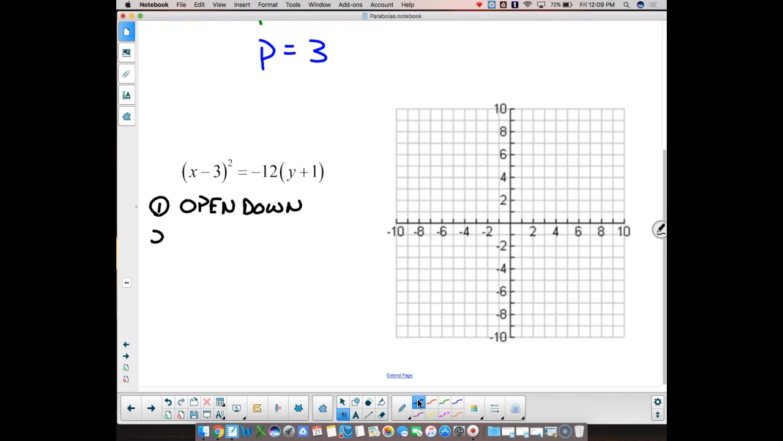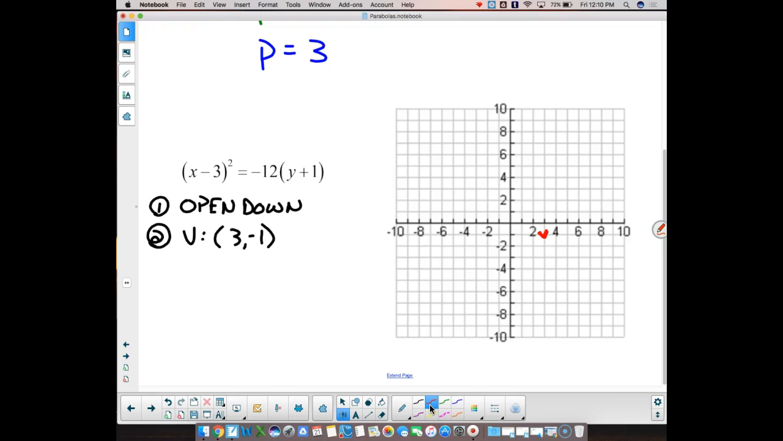Step 2 said find the vertex. What's the vertex of this one? Three comma negative 1. One, two, and three, negative 1. So there is my vertex. Agree?